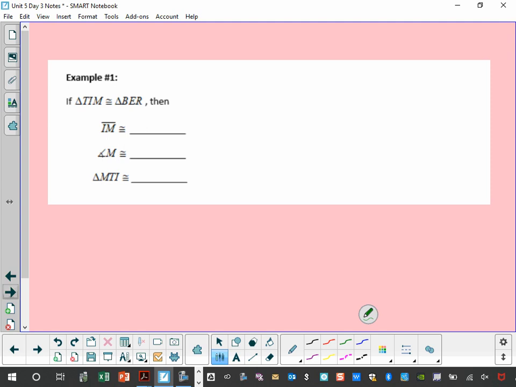All right, example 1. If triangle TIN is congruent to triangle BER, then what? All right, I want you guys to write on your papers TIN, BER, right on top of each other. Those are my 2 triangles.